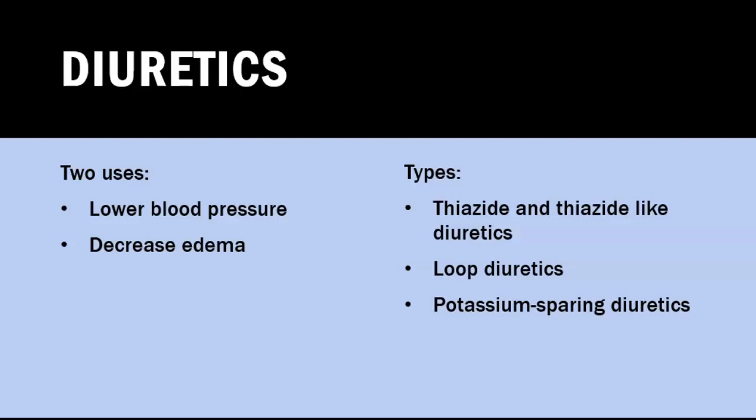So the first one that we're going to be talking about is diuretics. Two ways that diuretics work in the body: they help lower blood pressure and they help decrease edema. And the different types of diuretics that we'll talk about are thiazide and thiazide-like diuretics, loop diuretics, and potassium-sparing diuretics.